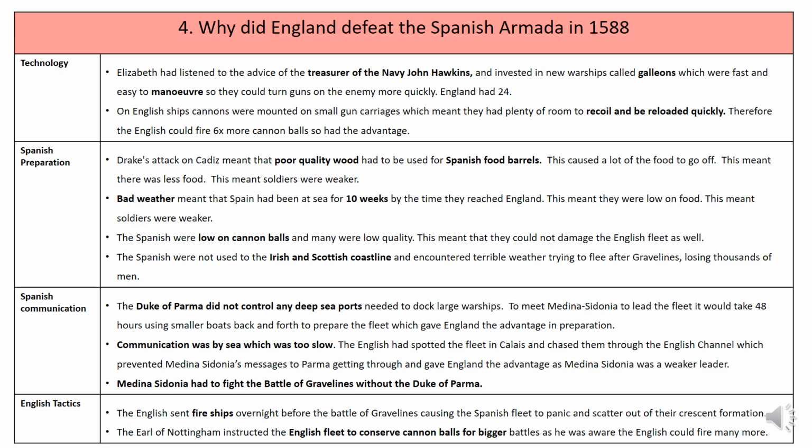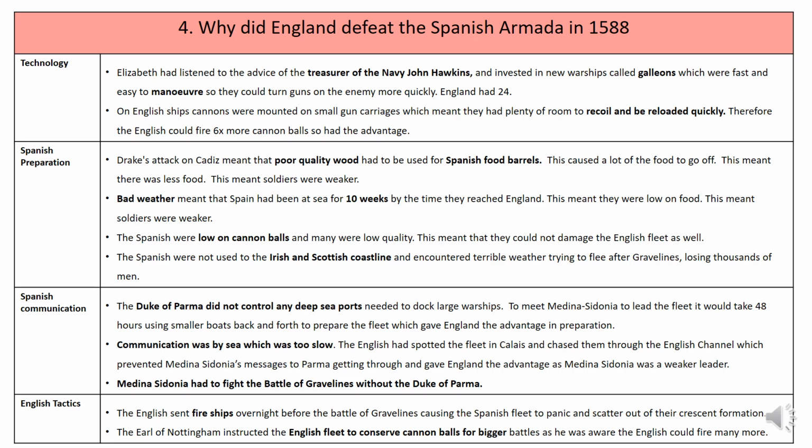Next, we have Spanish preparation and the problems relating to that. So Drake's attack on Cadiz a year earlier had left the Spanish with poor quality wood as they had rebuilt their armada. This poor quality wood, like the wooden barrels, is where they would store their food, and because the quality was not as good, the food went off more quickly. This meant there is less food and you've got hungry soldiers, and hungry soldiers don't tend to fight as well, so they were weaker. This gives England an advantage.